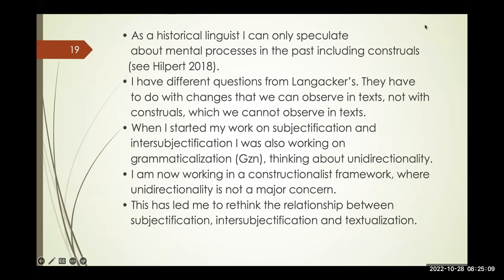As a historical linguist, I can only speculate about mental processes in the past, including construals. This is a point that Hilpert makes in his 2018 article, that's much cited, about three problems for cognitive linguistics. So I have different questions from Langacker's. They have to do with changes that we can observe in texts, not with construals, not with minds, which we cannot observe in texts.